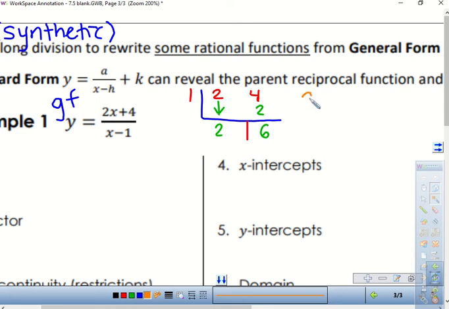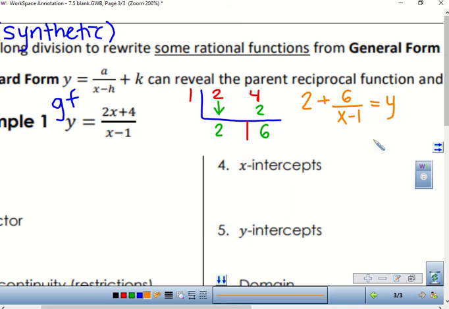So this is just 2 plus, and then the way you write your remainder is, it's going to be remainder over the divisor. What was our original divisor? x minus 1. Good, x minus 1. So this right here would be the equation after synthetic division. Now, in this case, it's starting to look pretty similar to standard form, but how can I make it look even more similar to standard form?